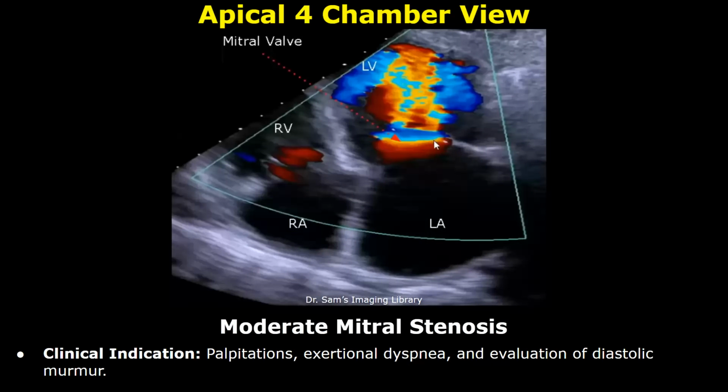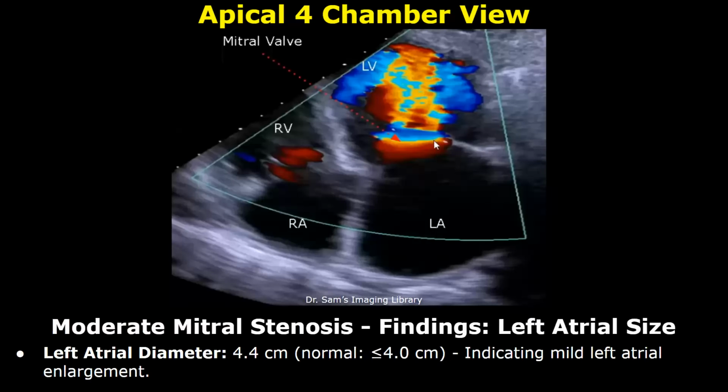This report is of moderate mitral stenosis. Clinical indication is palpitations, exertional dyspnea, and evaluation of diastolic murmur. The left atrial diameter is 4.4 centimeters, indicating mild left atrial enlargement, which is associated with the mitral stenosis.